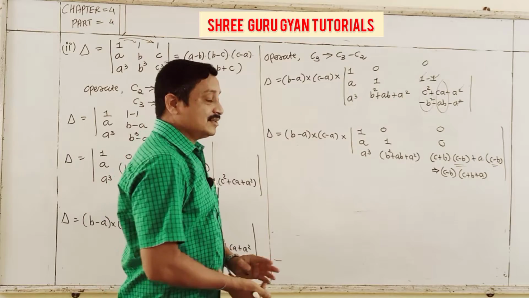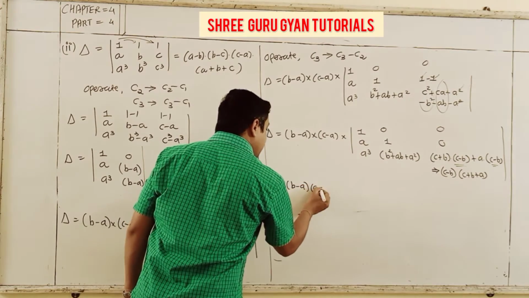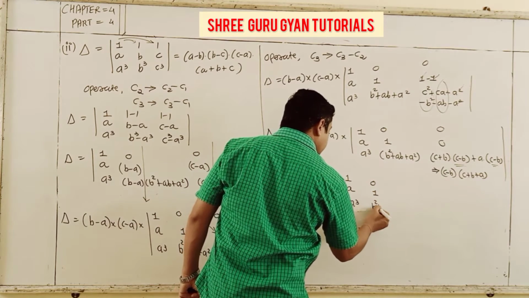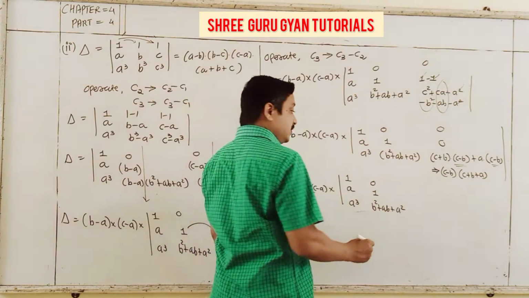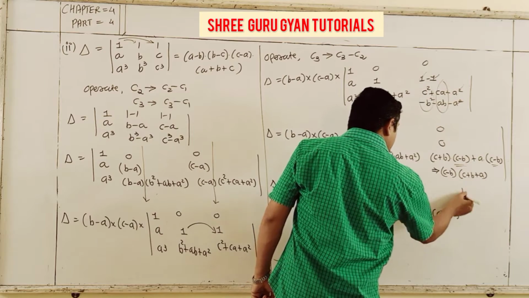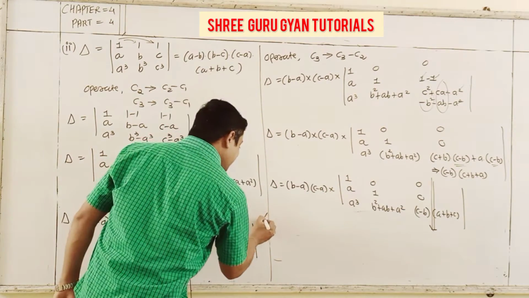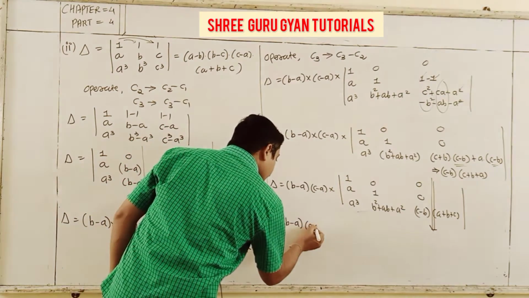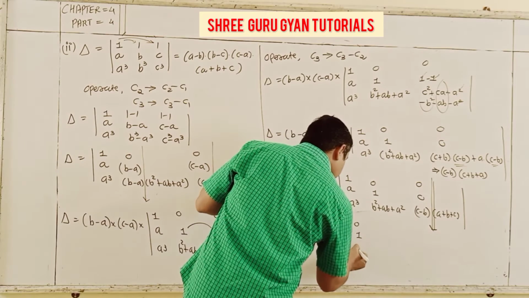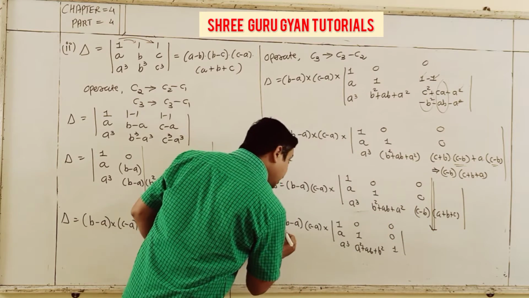Now finally this value you will take common outside, so del, I will write down one more step, sir: b minus a, c minus a, 1, a cube, 0, 1, a square, ab, b square, and 0, 0, here 1, and these two terms I will write down outside, c minus b, a plus b plus c. I want this term fully common carried outside.